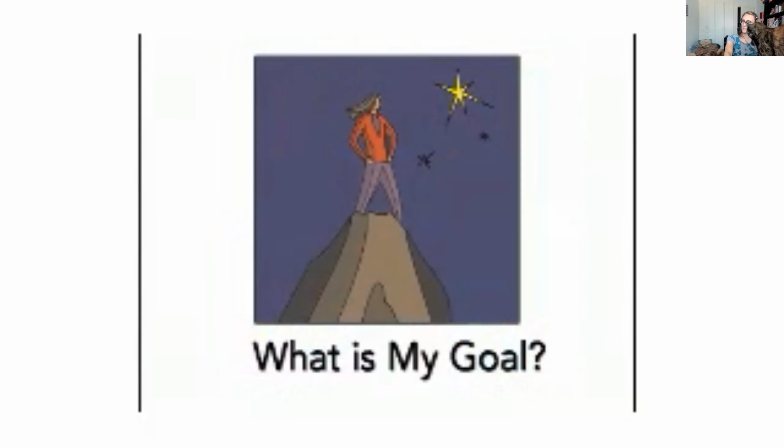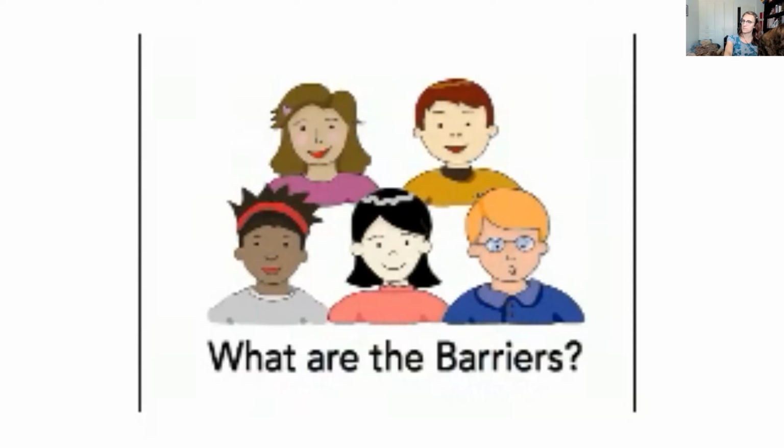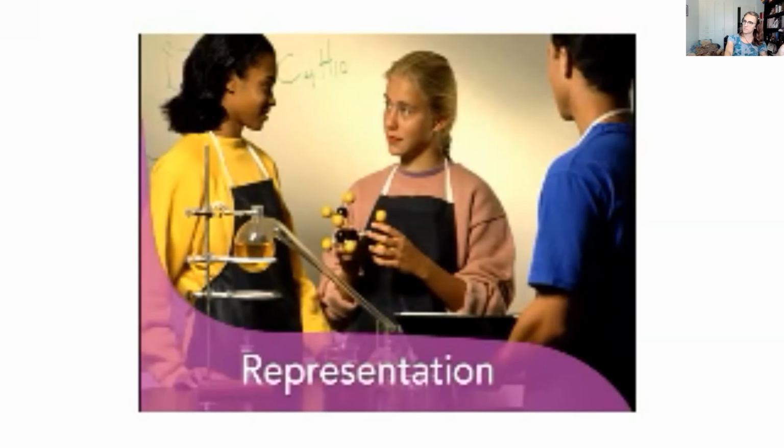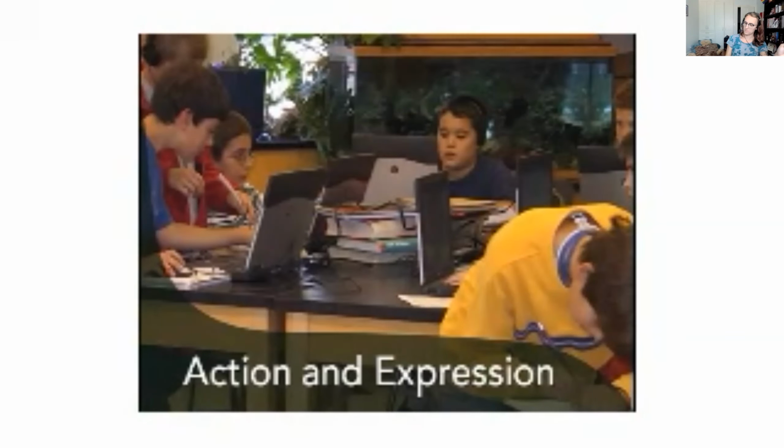First, ask yourself, what is my goal? What do I want my students to know, do, and care about? Then ask, what barriers in the classroom might interfere with my diverse students reaching these goals? To eliminate the barriers, use the three UDL principles to create flexible paths to learning so that each student can progress. Number one, provide multiple means of representation. Present content and information in multiple media and provide varied supports. Use graphics and animation, highlight the critical features, activate background knowledge, and support vocabulary so that students can acquire the knowledge being taught. Number two, provide multiple means of action and expression.